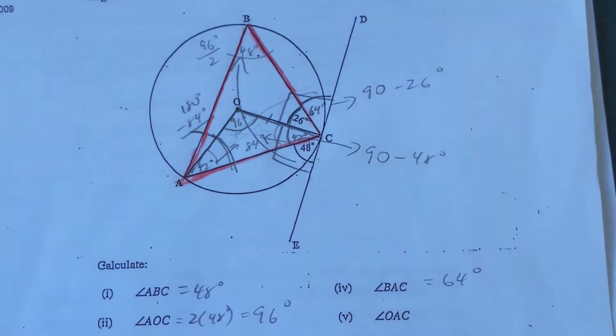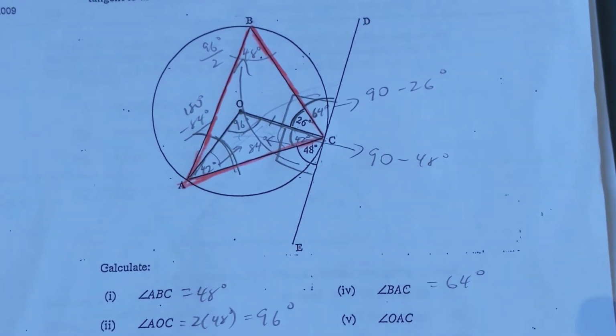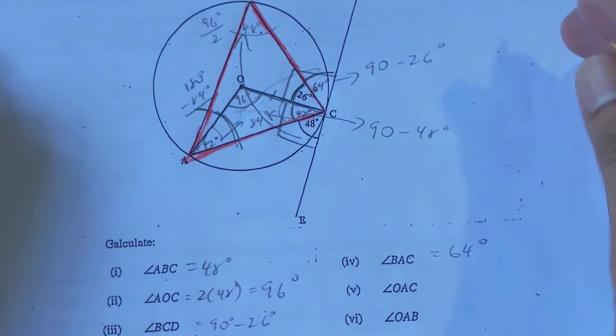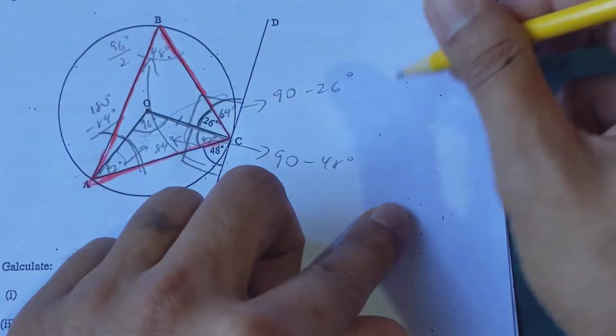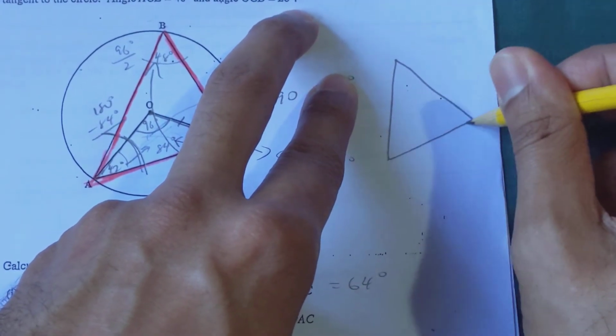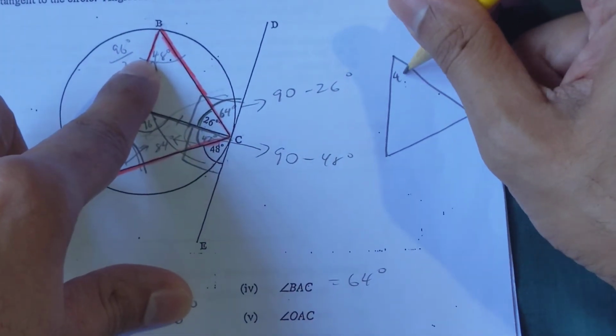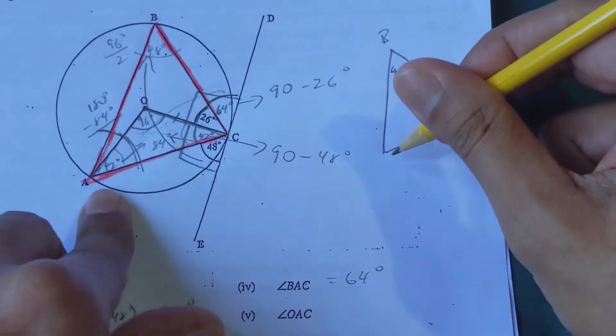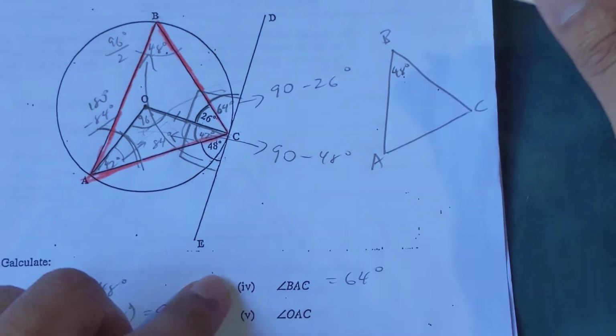Okay, what if I didn't notice that triangle rule? Could I work around it? In this question, yes, I can. And I'm going to redraw the triangle right here just to show you. So this is the triangle I have inside there, looking something like that. We know this angle up here is 48. This is B. We have A here and C here.